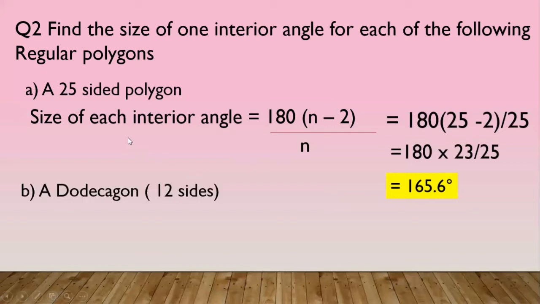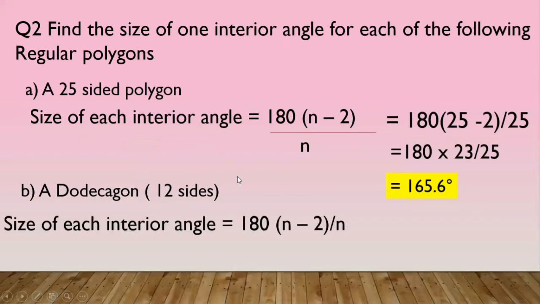You are asked to find one interior angle for each of these regular polygons. Come on, pause the video and start doing it. A dodecagon. Yes, it has 12 sides. Okay, so come on, let's check your answer.